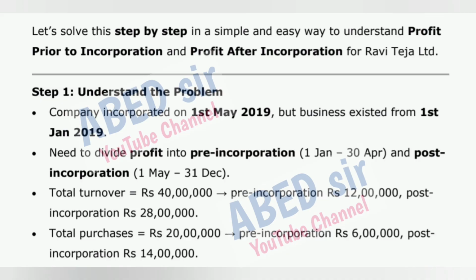Step 1. Understand the problem. Company incorporated on 1st May 2019, but business existed from 1st January 2019. Need to divide profit into pre-incorporation, 1st January to 30th April, and post-incorporation, 1st May to 31st December. Total turnover is equal to 40 lakhs rupees: pre-incorporation 12 lakhs, post-incorporation 28 lakhs. Total purchases is equal to 20 lakhs rupees: pre-incorporation 6 lakhs, post-incorporation 14 lakhs.